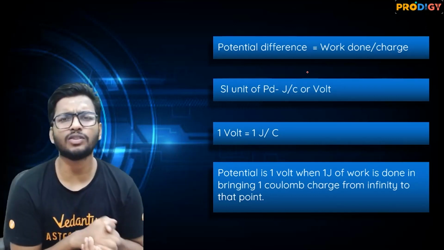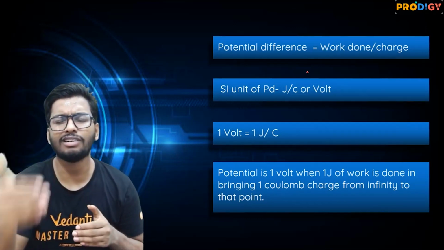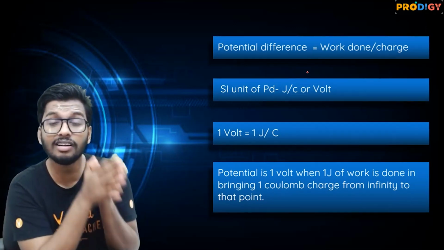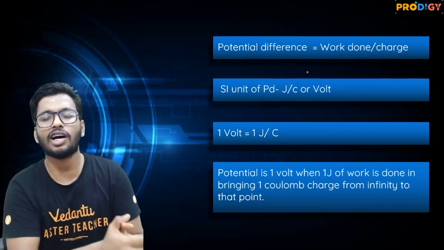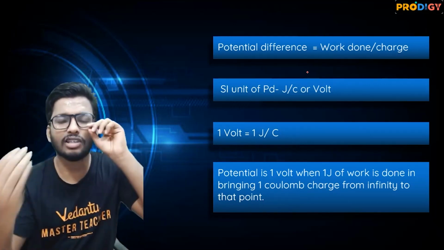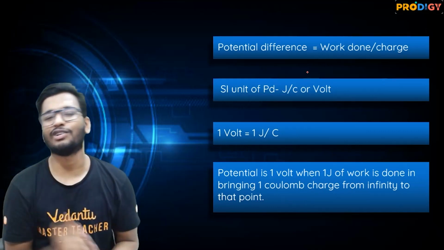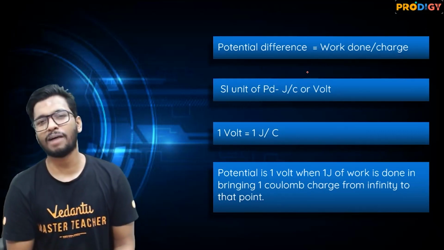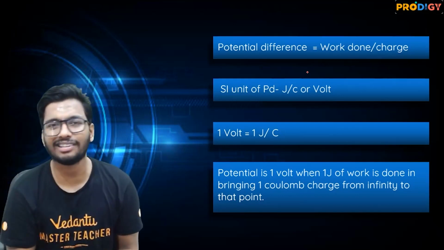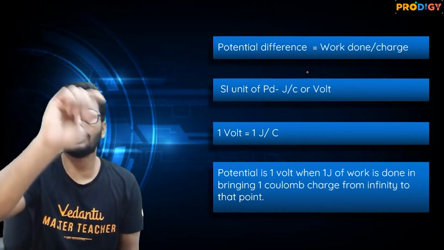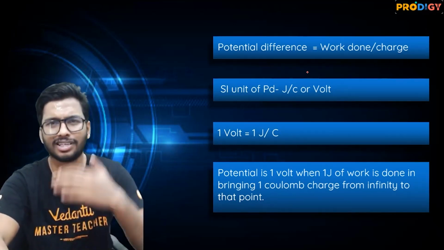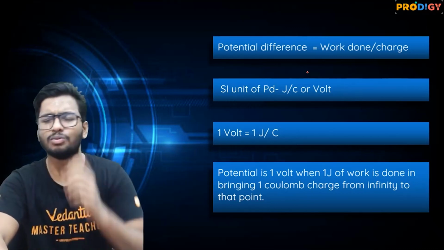So yes, people, that is what is electric potential and potential difference. Electric potential is the work done to move a unit positive charge from infinity to a point. And potential difference is the work done to move a unit positive charge from one point to the other. So how do you write that mathematically in terms of a formula? The potential difference is nothing but work done by charge, because it is the work done on a unit charge.